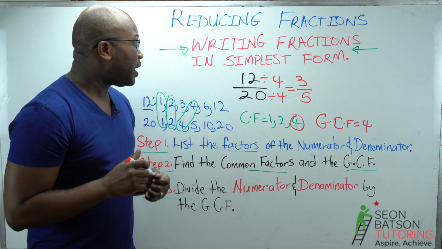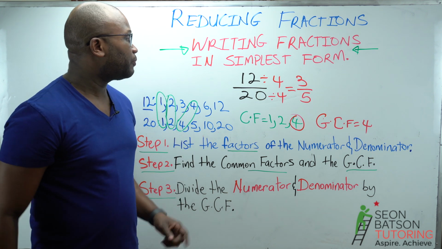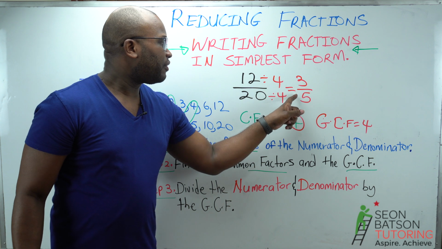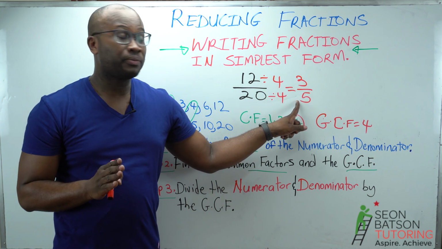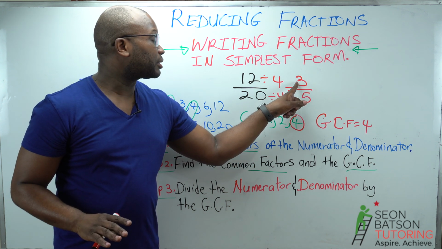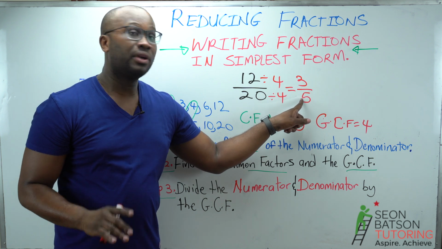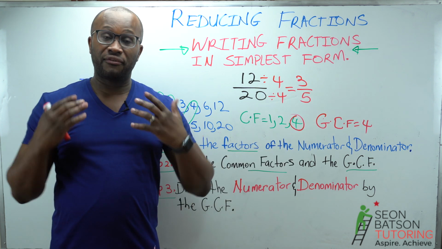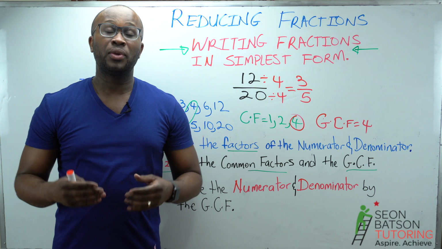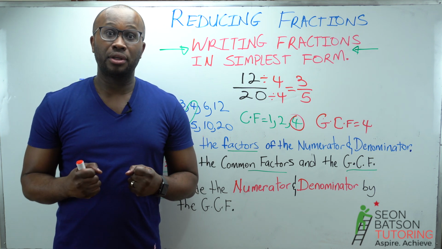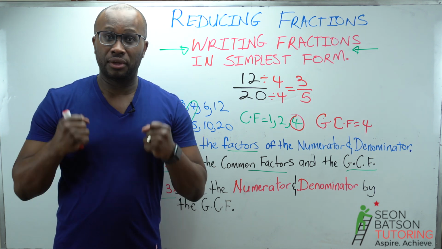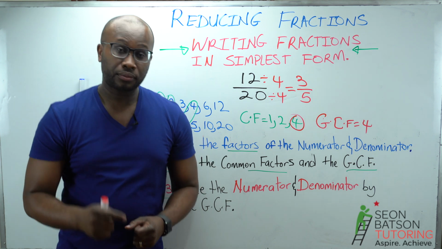Now, two very important pieces of notes here. One, 3 over 5 is in simplest form because the greatest common factor of 3 and 5 is 1. So a fraction is in simplest form when the greatest common factor of the numerator and the denominator is 1.